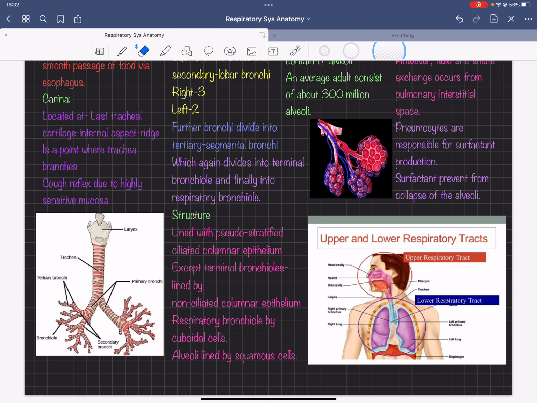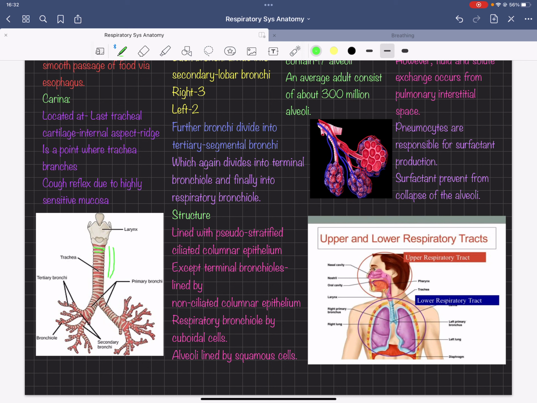So here we can see that the trachea has numerous structures which are circular in shape, but these are actually incomplete, right? Another thing is that these are horseshoe shaped and they are made up of cartilage. So behind the trachea on the posterior side, here we have the esophagus. So what happens is that the trachea is made up of cartilage rings that are incomplete.